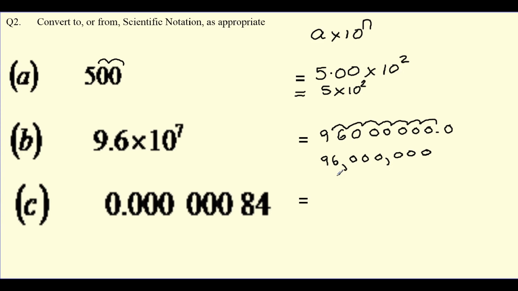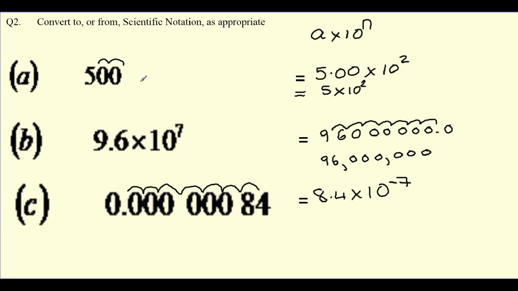On to question C. Again, similar idea, except it's a very, very small number this time. So if we have a look at that, to make that a number between 1 and 10, it would need to be 8.4. And to move that decimal, you've moved it once, twice, 3, 4, 5, 6, 7 places. So times 10 to the power, and it is negative 7 because it's a very, very small number.